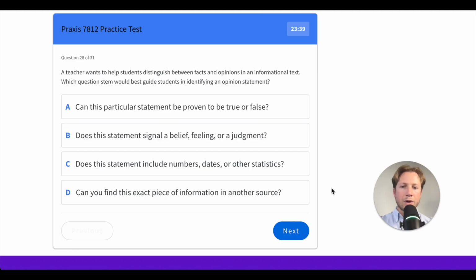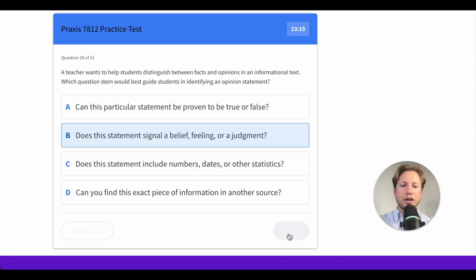All right, I think I see it. I'm going with option B. Is that what you got too? Does this statement signal a belief, feeling, or a judgment? So this question directs students to look for subjective language and also within their personal viewpoints, which is the hallmark of an opinion.